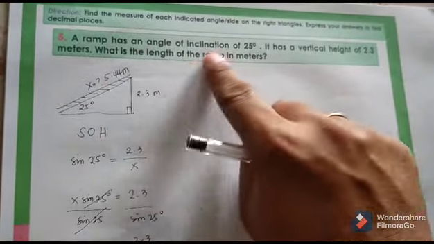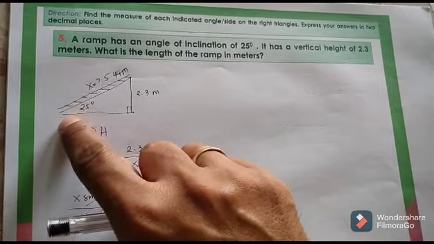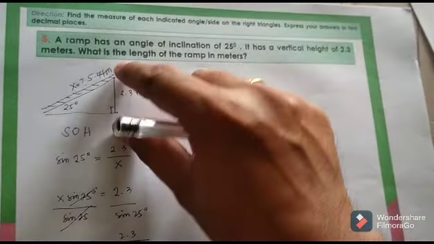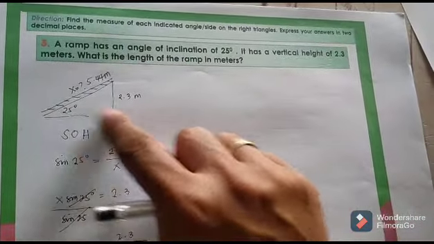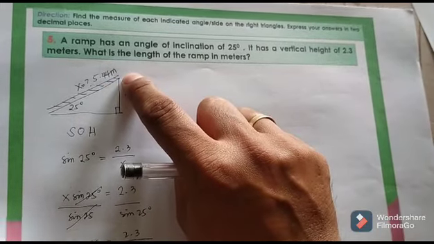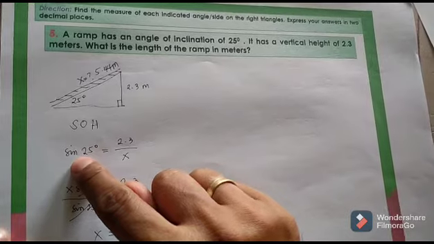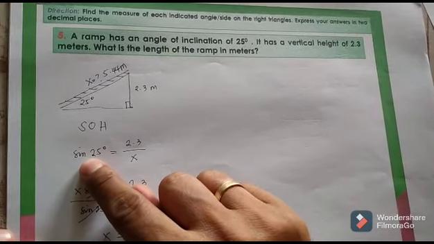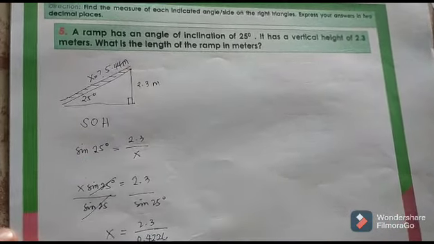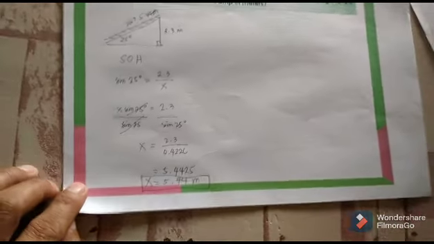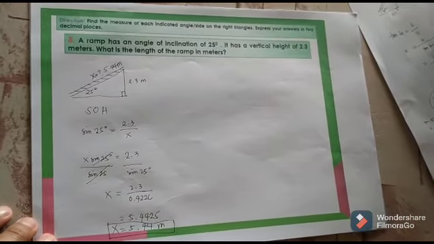So again, our ramp is inclined at 25 degrees and a height of 2.3 meters. And the ramp therefore is 5.44 meters as we use sine: sine theta is equal to opposite over hypotenuse. Are there questions? Alright, if there is none, let's proceed.